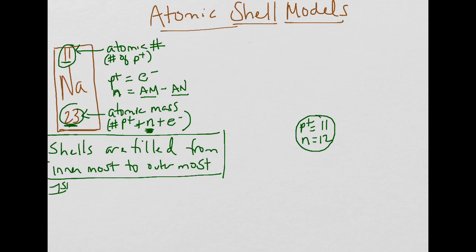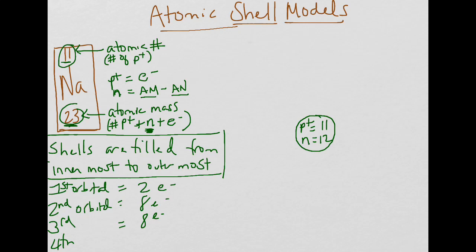So in the first orbital, okay, you're going to get 2 electrons. In the second orbital, you will get 8 electrons. In the third, you're going to get 8 electrons. And then in the fourth, we don't have any that we have to learn that will fill the fourth, so we're just going to say in the fourth you do the leftovers. Okay, we just don't look at elements that are that big in biology, at least not in our class.